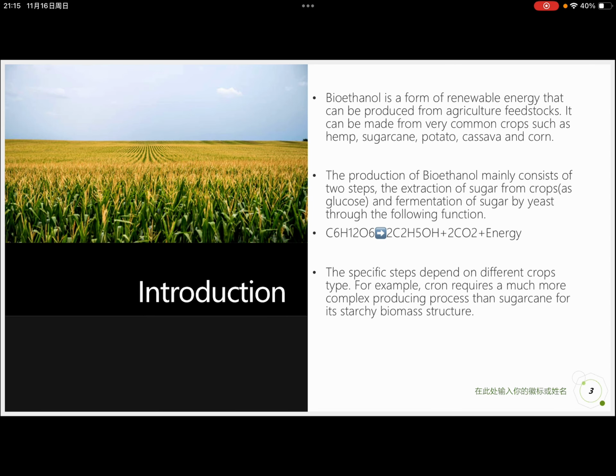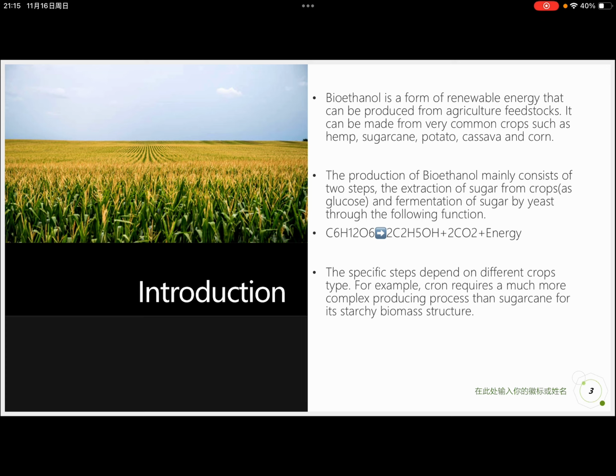Firstly is the introduction of Bioethanol. Bioethanol is a form of renewable energy that can be produced from agriculture feedstocks. It can be made from very common crops such as hemp, sugarcane, potato, cassava, and corn.